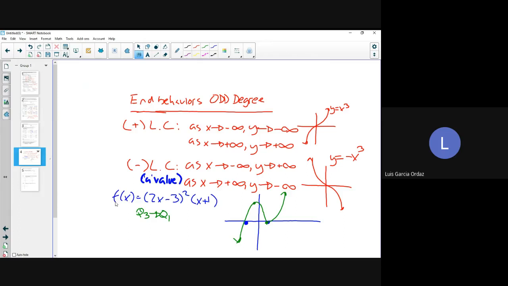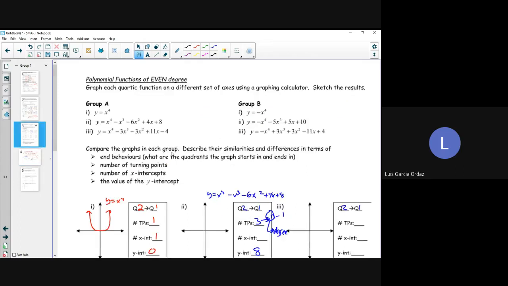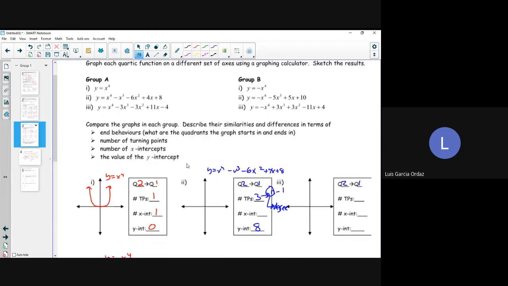And if we have x to the power of 4, we still have a parabola-like shape, except it's just a wider base. That's all it is. But like I said, we will have more practice with that. I just want to show you guys how the end behaviors react with even degree polynomial functions right now. So I'm going to graph this next one on Desmos. I'm going to stop presenting.